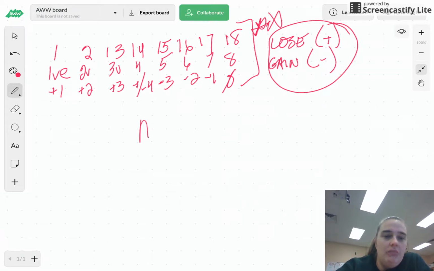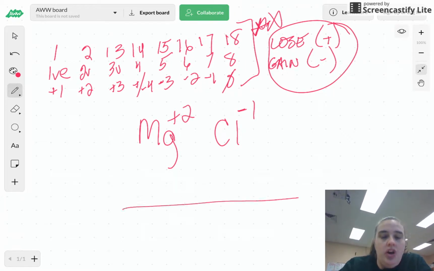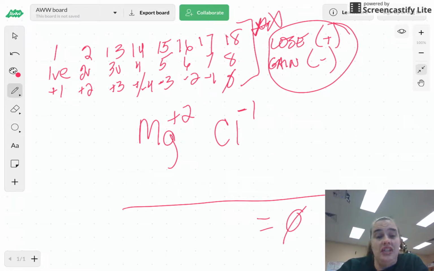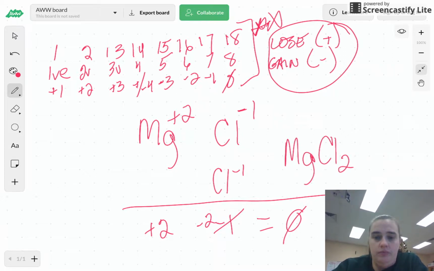So let's take a look at magnesium and chlorine. If we find magnesium on the periodic table, it's going to be a +2 charge. Chlorine is a -1. The ultimate goal is when we add these two together, we need to have a total charge of 0. Right now, if I add those two together with just 1 and 1, it would be a +1 and a -1. That's not going to equal 0. So I need to add another chlorine, which would get me a -2 charge, and then we will get a 0 charge. So the way that we write this formula would be MgCl2.